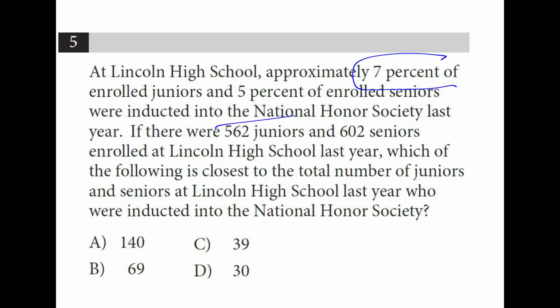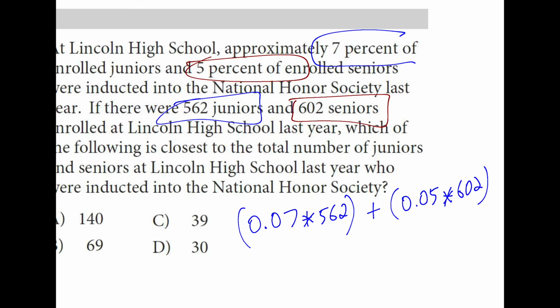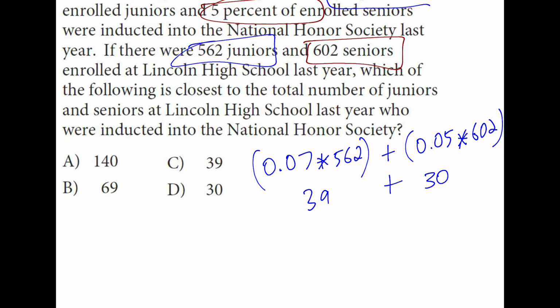7% of juniors, this many juniors. 5% of seniors, and this many seniors. So you multiply like this by the decimal equivalents, and then you add those two together to find the total number of people inducted into NHS. So 39 juniors, 30 seniors, B.